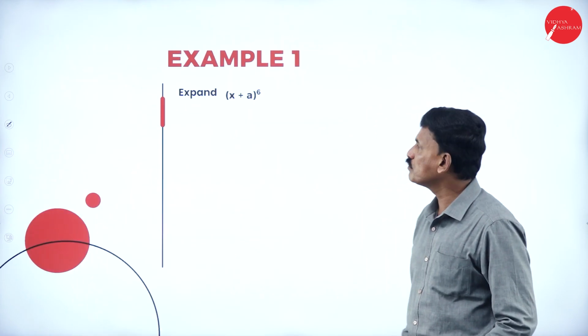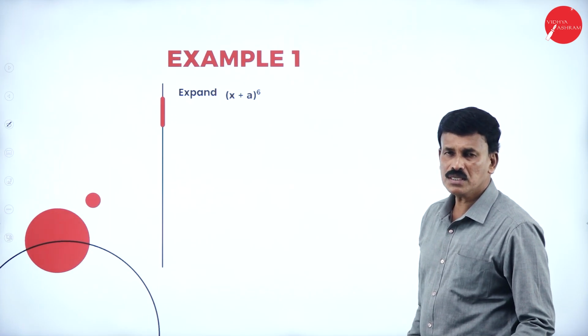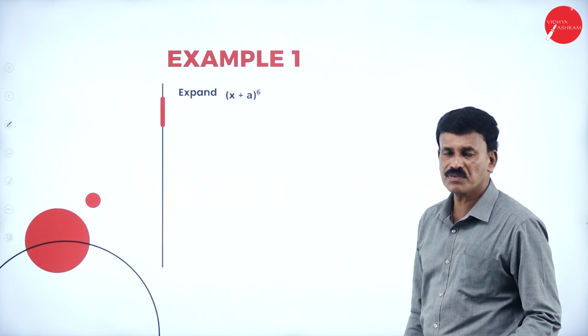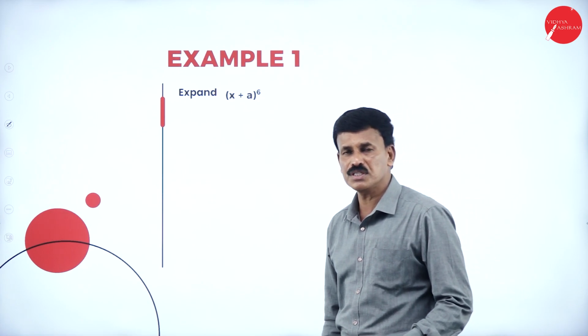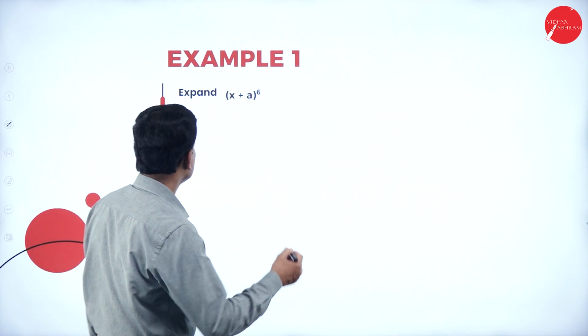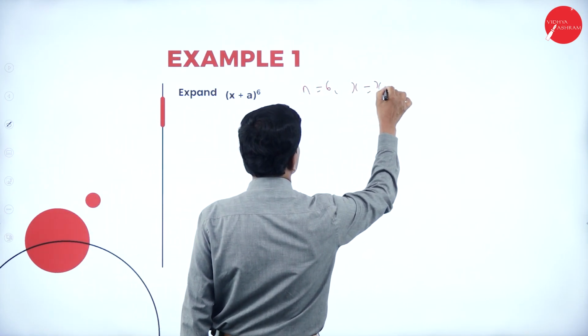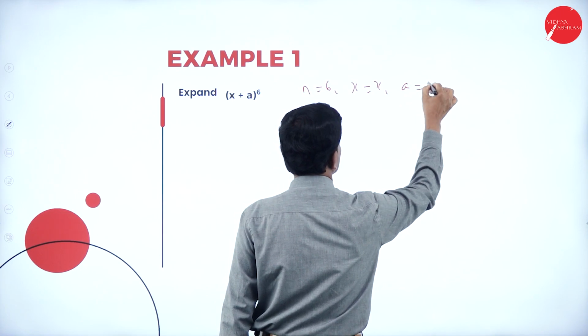Let us take an example. Expand (x plus a) to the power of 6 using the binomial theorem. This is a 5 mark or 6 mark question, very important. You may expect this type of question. Now let us expand (x plus a) to the power of 6. So what is n here? n is equal to 6, x is equal to x, and a is equal to a itself.